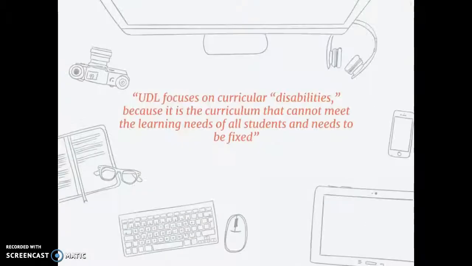I think this quote was really powerful when I read it in the book, and I reference it towards the end. UDL focuses on curricular disabilities because it is the curriculum that cannot meet the learning needs of all students and needs to be fixed.